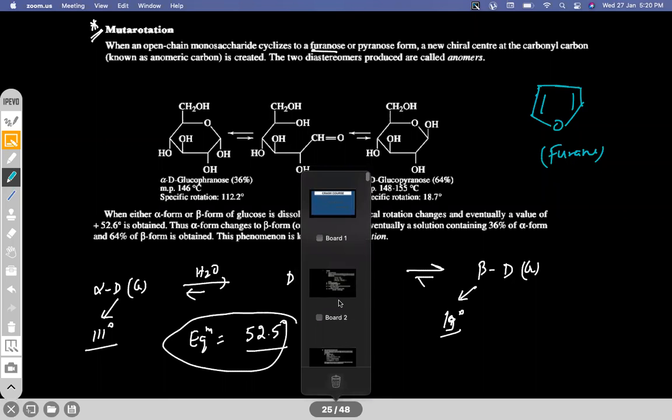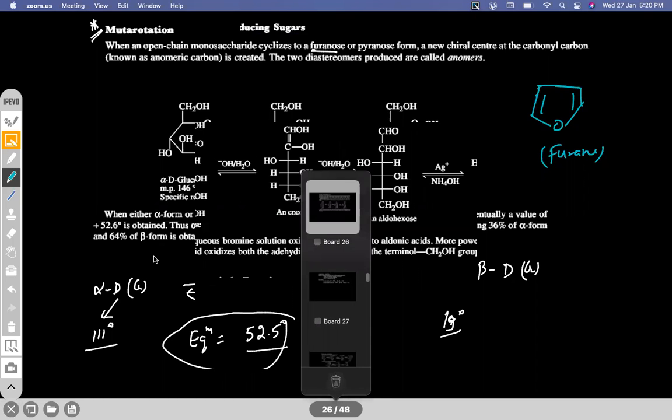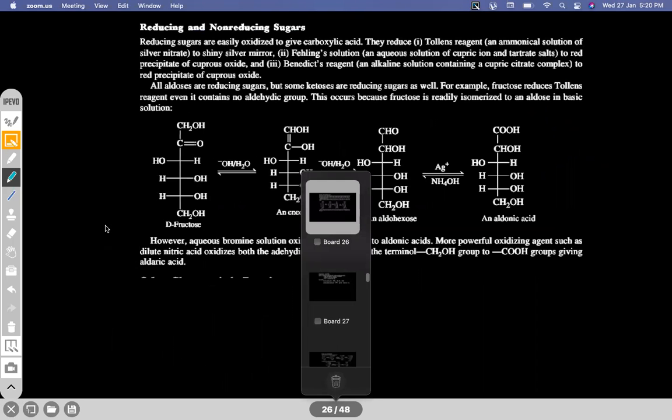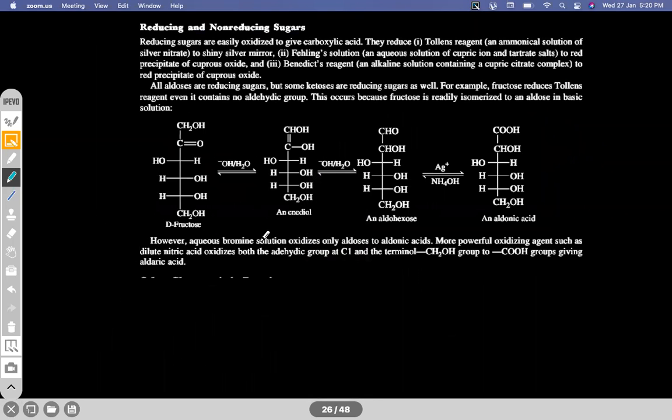Okay, so mutarotation is done. You will get some questions also. It's a numerical question. We'll see that after this discussion.